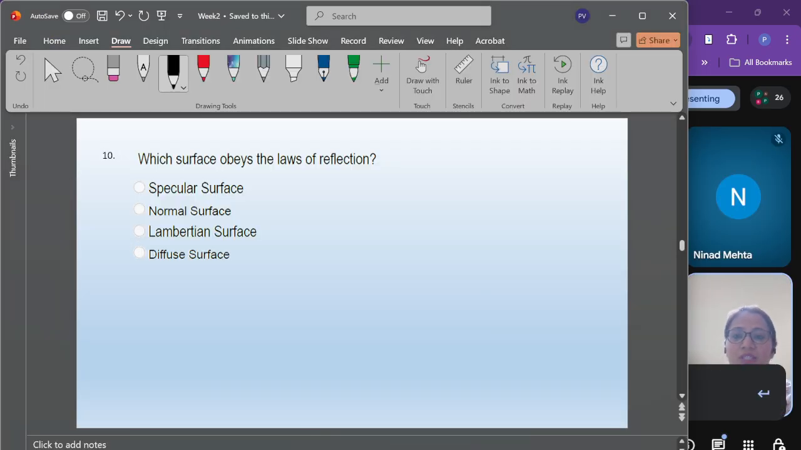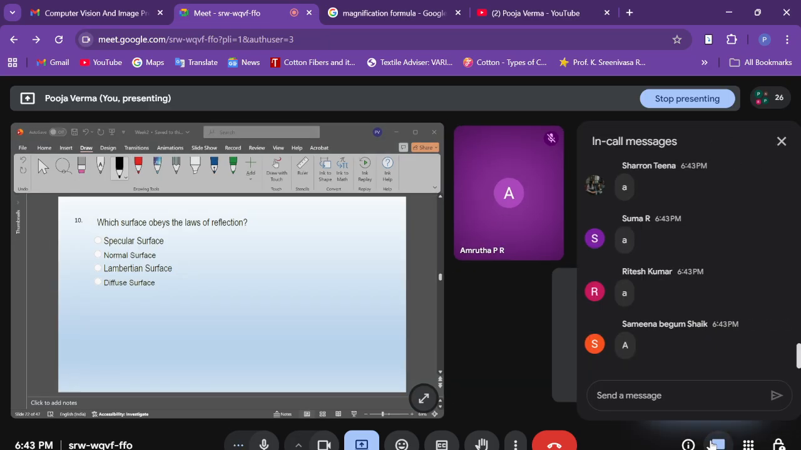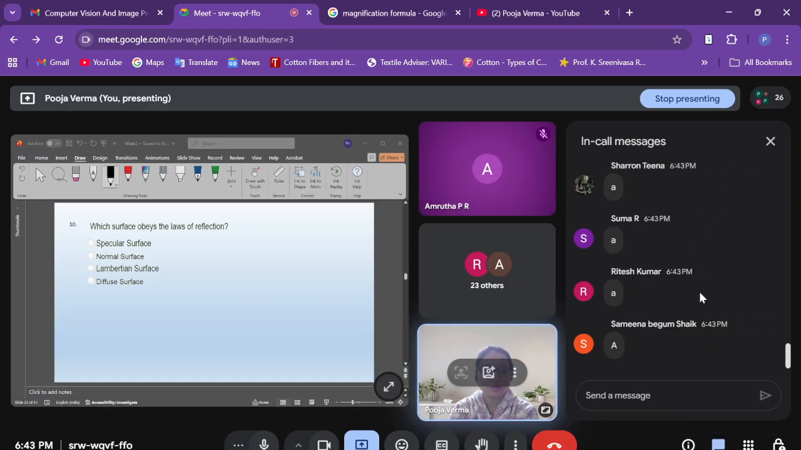So our next question is, which surface obeys the law of reflection? Option A is specular surface. Option B is normal surface. Option C is Lambertian surface. Or option D is diffuse surface. Okay, option A. Most of you are giving the answer option A.